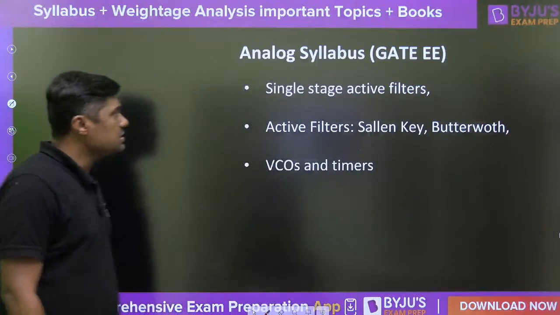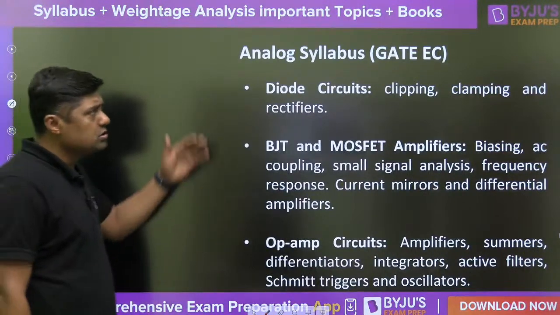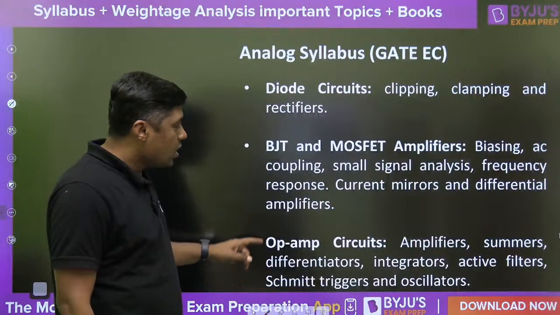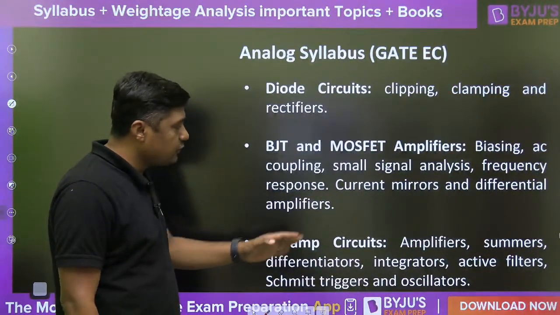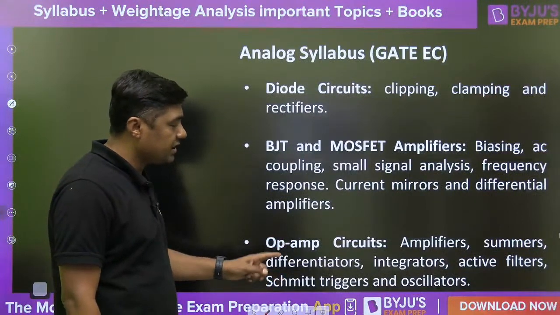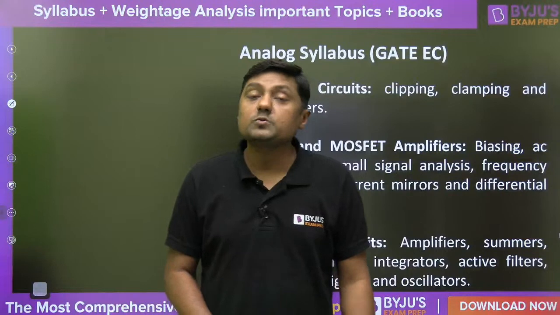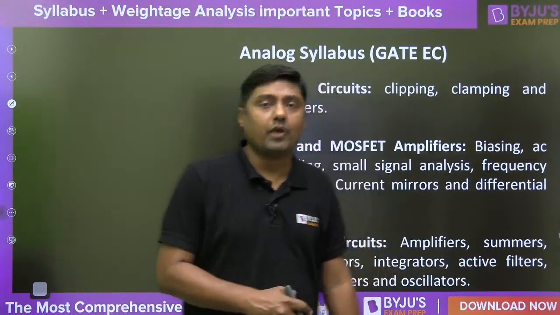So this is the syllabus. Then for electronics students, again diode circuits, clipping, clamping and rectifier, then BJT and MOSFET amplifiers. Operational amplifier circuits, same syllabus. We have to get command over the summer, differentiator, integrator, active filter, Schmitt trigger circuit, and what? Oscillators, especially multivibrators: bistable, monostable and astable multivibrators, guys.